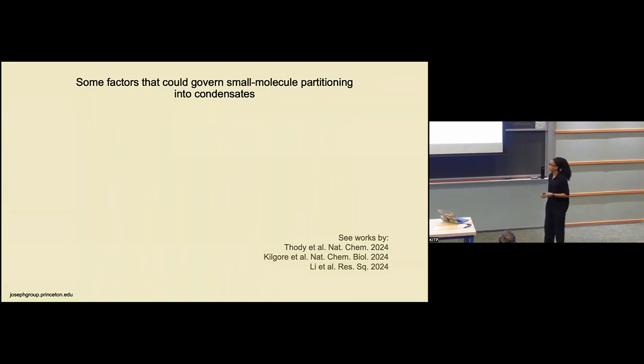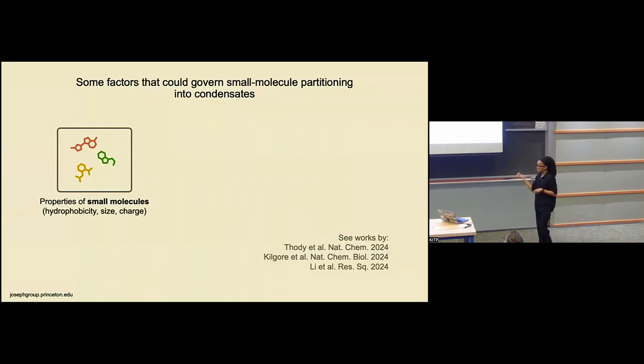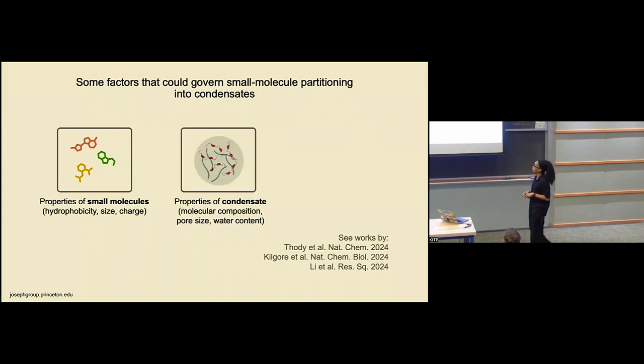And so what are some of the factors that could possibly govern whether small molecules localize to biomolecular condensates? We've gotten a lot of clues from recent work. I highlight some of these papers here, and some ideas that have been put forward is that the properties of the small molecules are very important, thinking about the hydrophobicity, the size, the charge, the flexibility, and so on of the molecules.